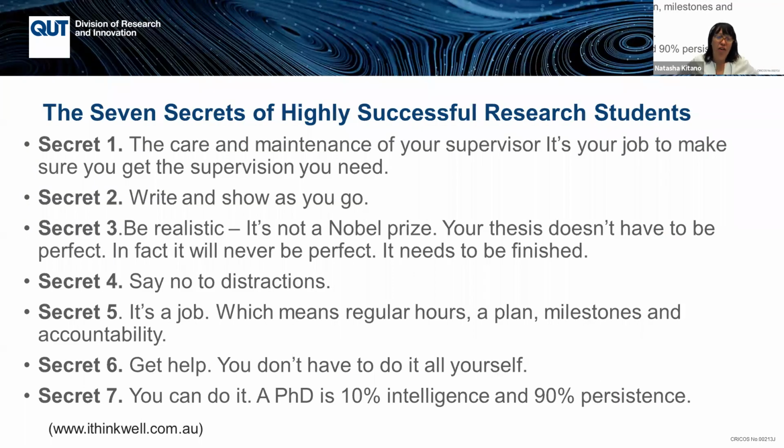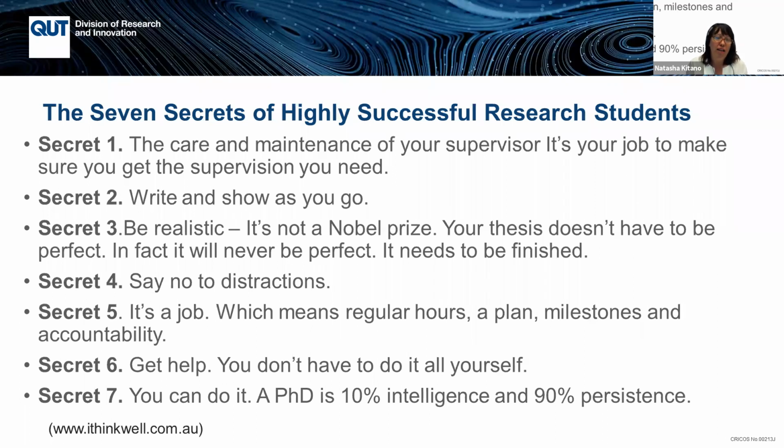And another tip I have for you is just to let you know about these secrets. There's 7 secrets. Again, this is a Think Well resource of highly successful research students. And I think I will read them again for you. So the secret one is the care and maintenance of your supervisor. Isn't that an interesting way to think of your supervisor? We need to maintain your relationship with your supervisor. It's your job to make sure you get the supervision you need.